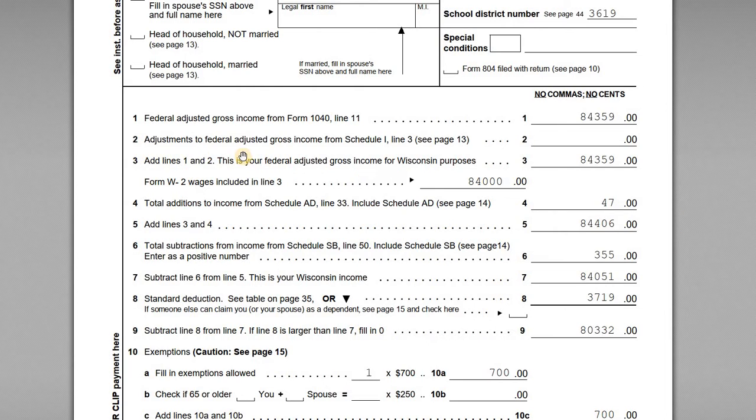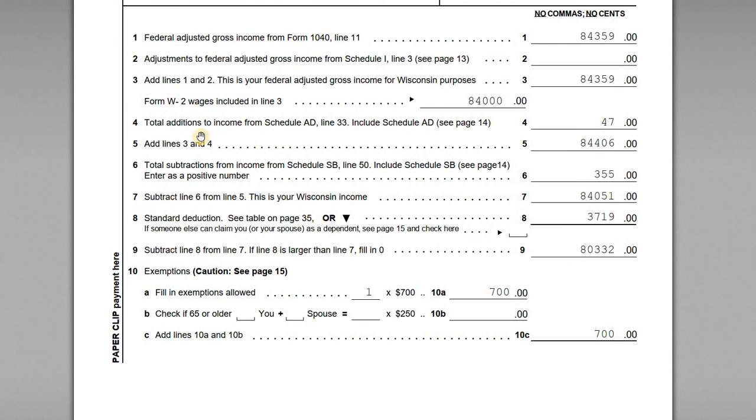Now, line 2, adjustments to federal AGI from Schedule I. Schedule I is a separate Wisconsin schedule that has other unique adjustments between what is appropriate for federal purposes versus Wisconsin. In our case, we don't have anything. Adam here doesn't have a lot of unique variances. We just have the municipal bond interest and the U.S. Treasury interest, and we'll see how that all works out. So if we look at total additions to income and total subtractions from income, we'll need to look at Schedule AD and Schedule SB.